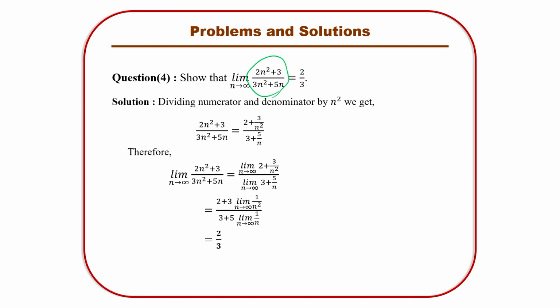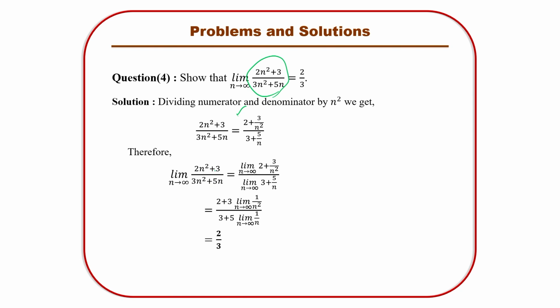So (2n square plus 3) divided by (3n square plus 5n). In this expression, n square has the maximum power of n, that is 2. So I will divide each term by n square. Dividing each term by n square, 2n square becomes 2, 3 becomes 3 by n square, 3n square becomes 3, and 5n becomes 5 by n. Now take the limit and use the algebra of limits.